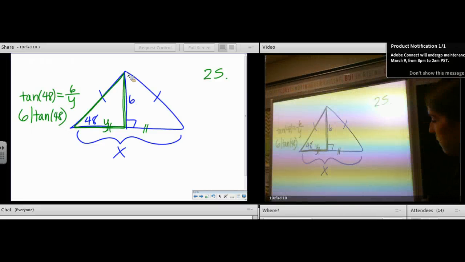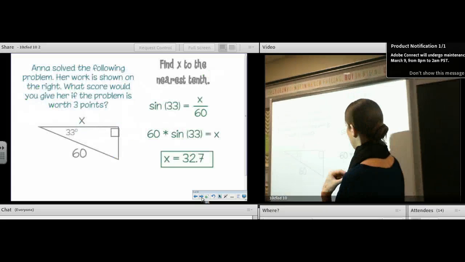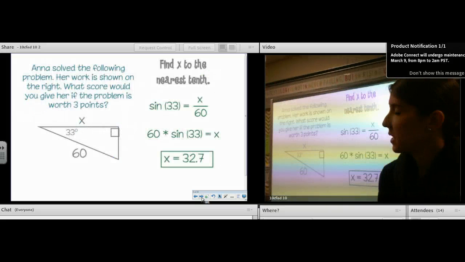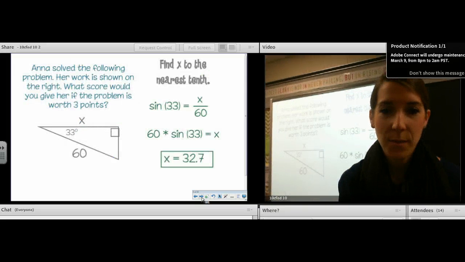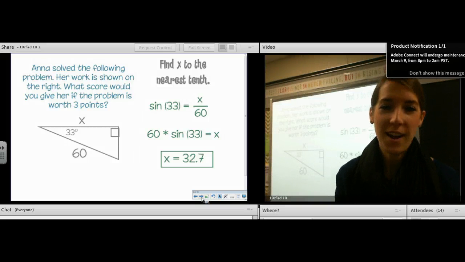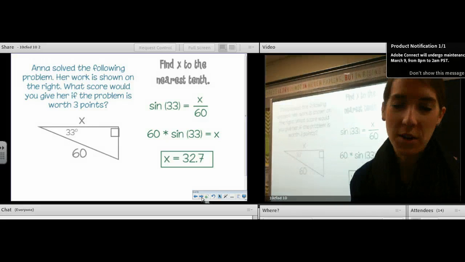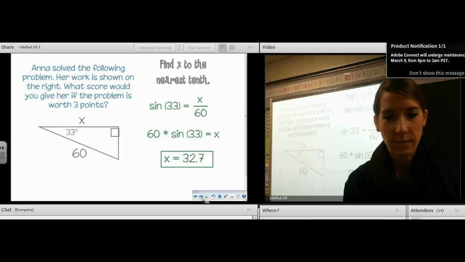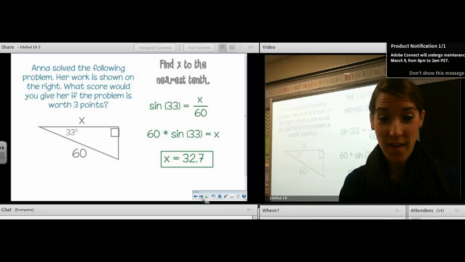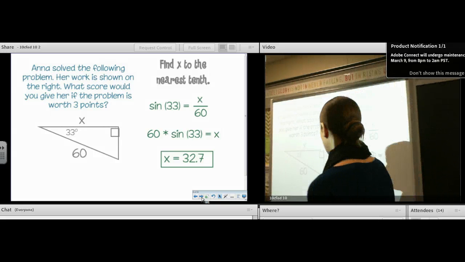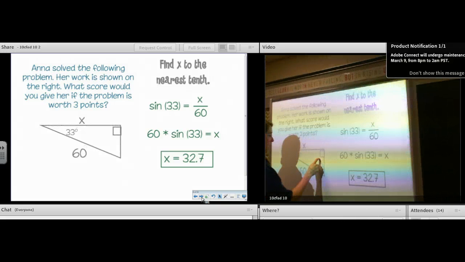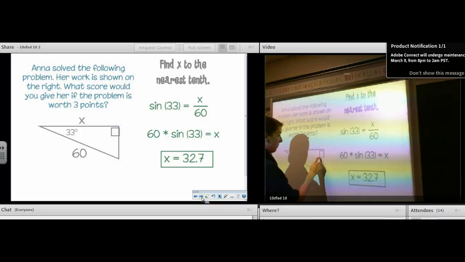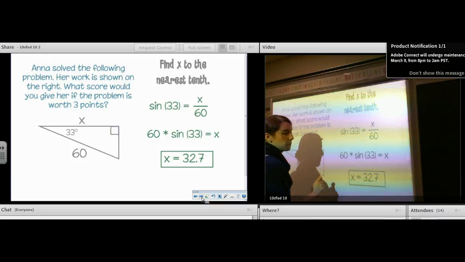Okay, I have some slides to go through before we take our quiz. So here's one of them. Anna, or if you want to kind of go off of Frozen, Anna, solved the following problem. Her work is shown on the right. What score would you give her if the problem is worth 3 points? So you get to be the teacher for 5 minutes. Check her work. The right angle, I don't know why it floated away from the triangle, but it's already grouped. So, oh, there we go. That was bugging me.